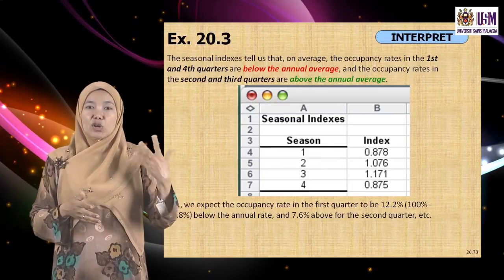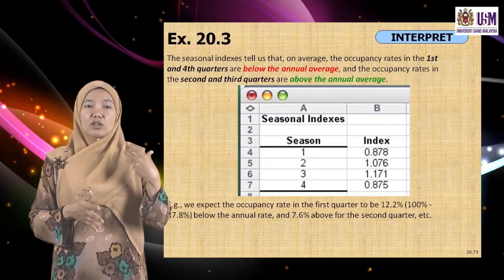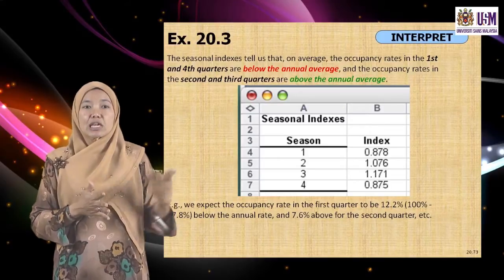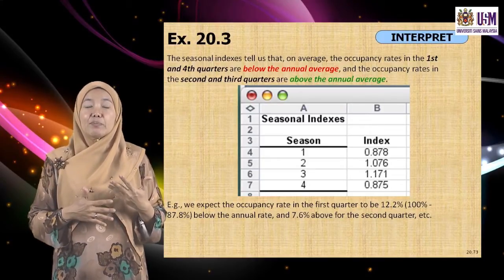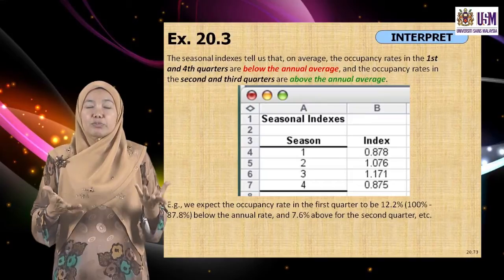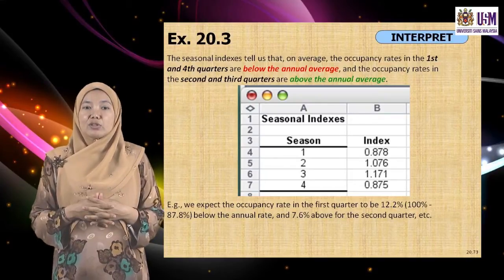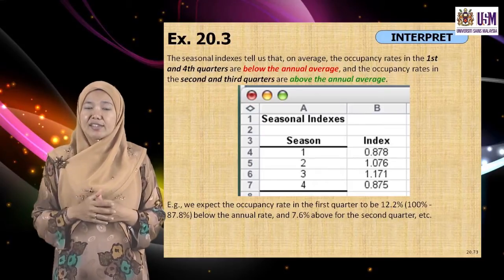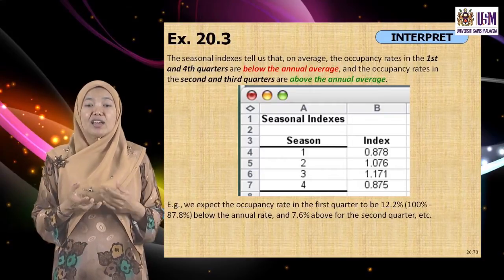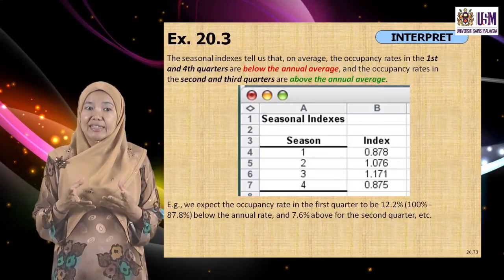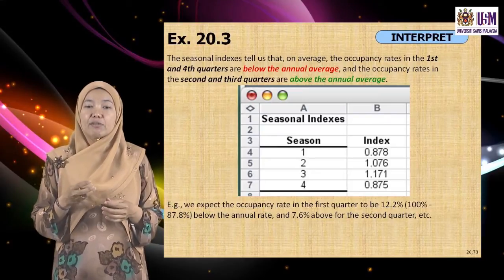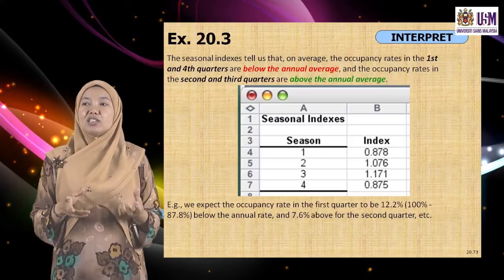They're looking for a country with hotter climate, in this case Bermuda, and they are heading for the beach especially. That's why during the winter months, hotel occupancy rates in Bermuda are higher. When we talk about the second and third quarter being above the annual average, this is the spring and summer months basically. So if you look at the seasonal index, the actual interpretation is that we expect the occupancy rate for the hotel in the first quarter to be 12.2% below the annual rate, and the second quarter is 7.6% above the annual rate.